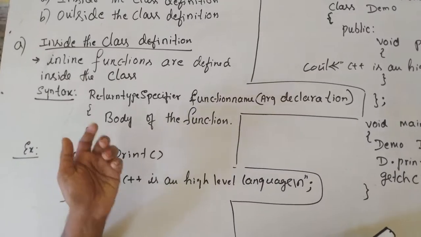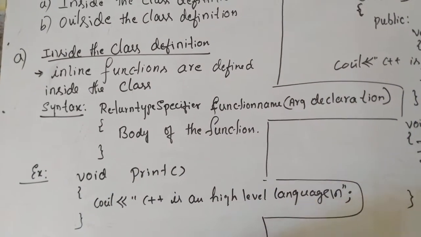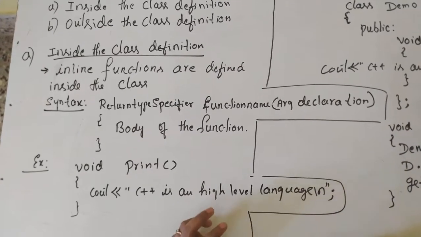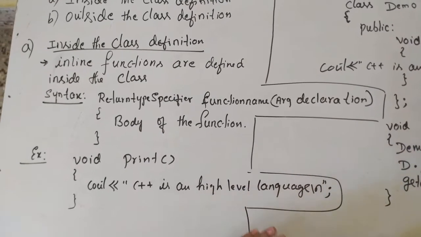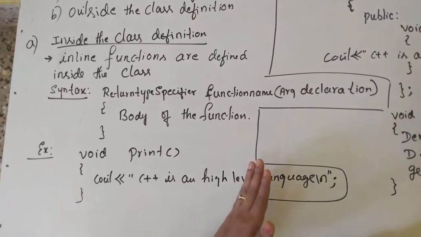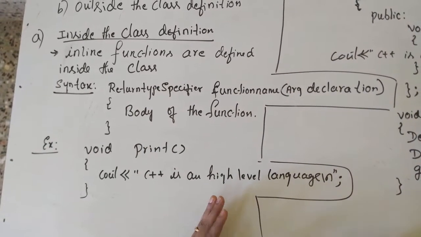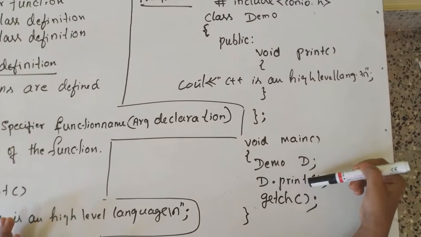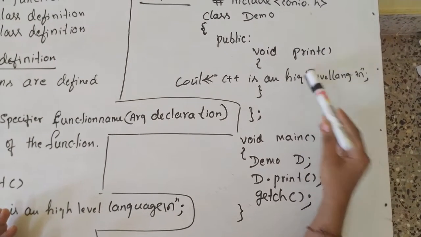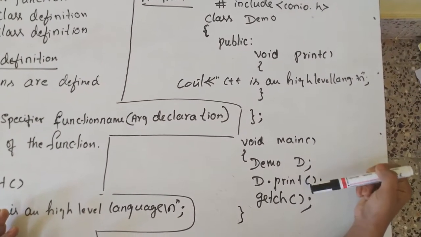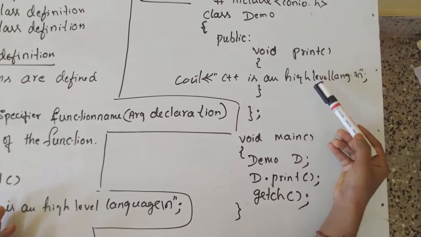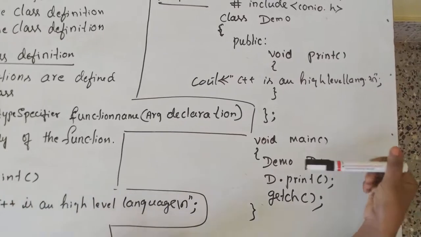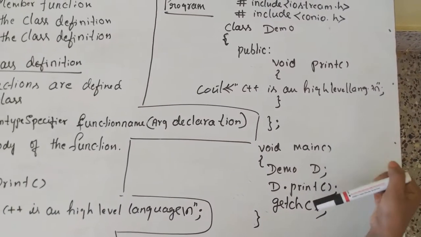An inline function means a function call is replaced by its actual code. What happens normally whenever we call a function? The control transfers from the calling function to the called function. For example, in this program, d dot print is there. I am calling the print function from the main function. Control has to go to the print function and it executes. Again it comes back to the calling function from where it was called.